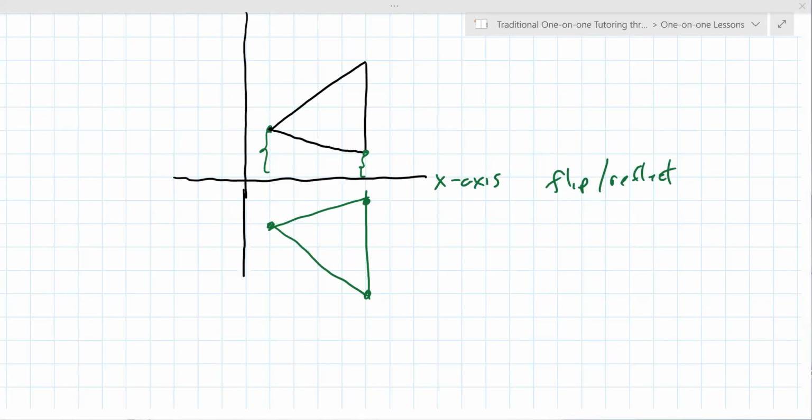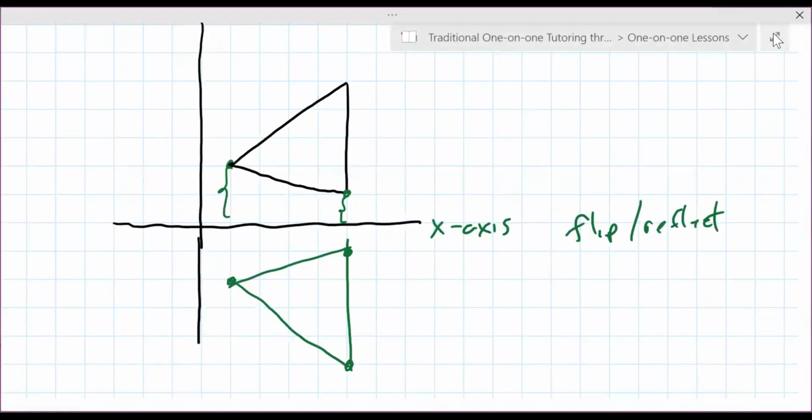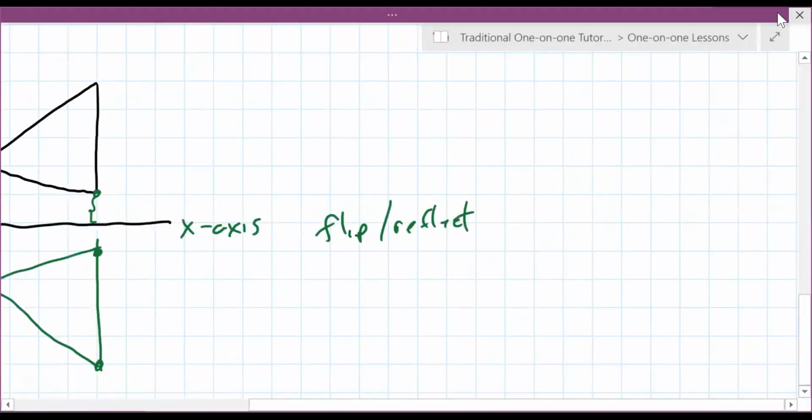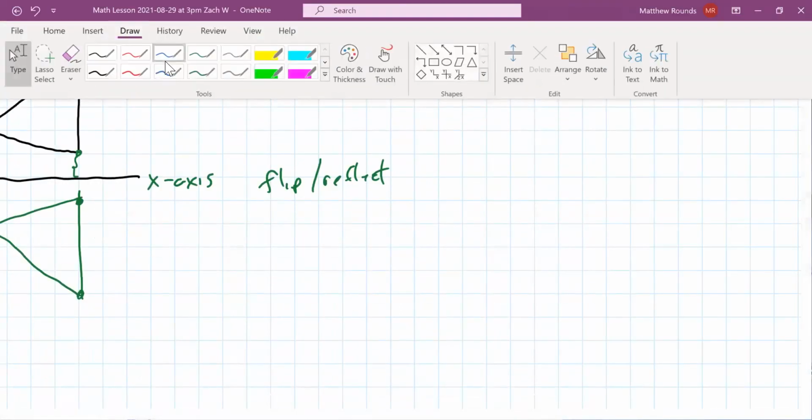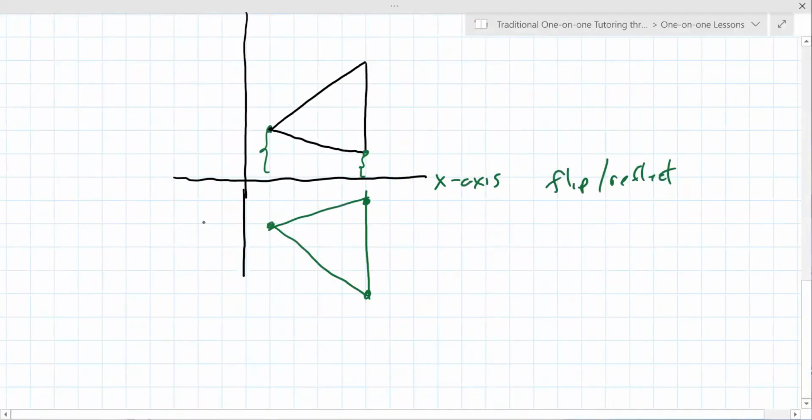Okay. If it was the y-axis, let's do the y. Sorry about this. Let me get the right color. So let's do it from the original here. How far away is it? Well, it's there. And then this point you count, 1, 2, 3, 4, 5. Same thing with this one. And then you just draw it like that. And that's the y-axis.